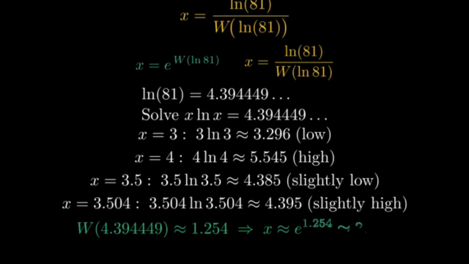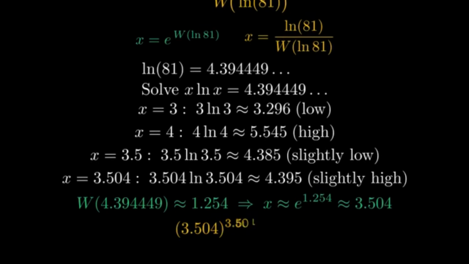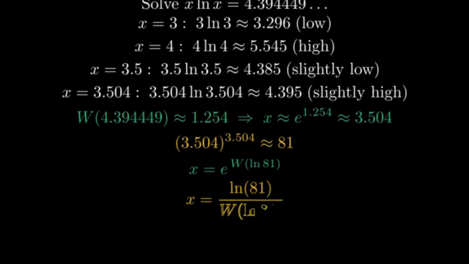Using the Lambert W form, W of 4.394449 is about 1.254. So x equals e to the 1.254, that is approximately 3.504. And indeed, x to the x at 3.504 is about 81. So the exact positive real solution is x equals the exponential of Lambert W of natural log 81, or equivalently, natural log 81 divided by Lambert W of natural log 81. Numerically, x is approximately 3.504.